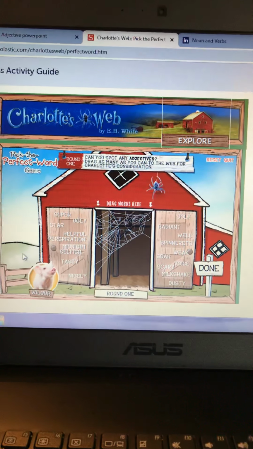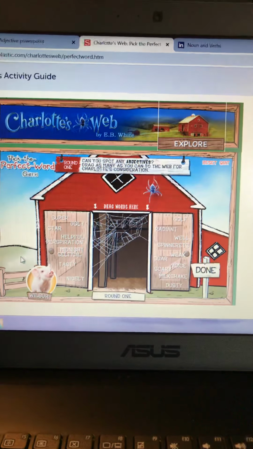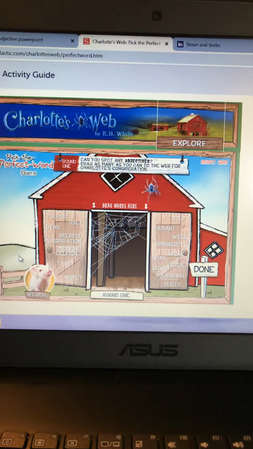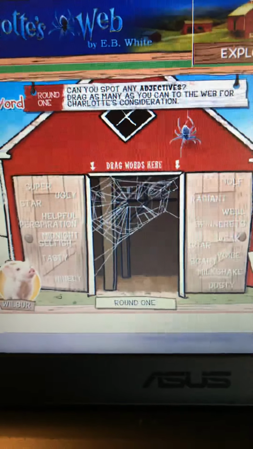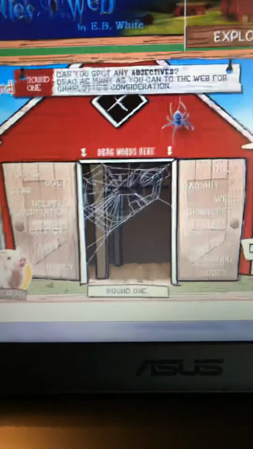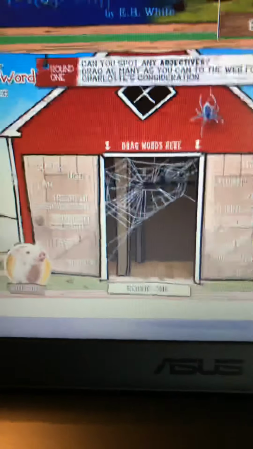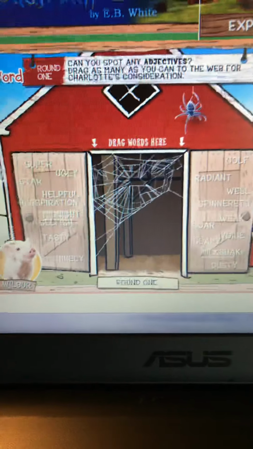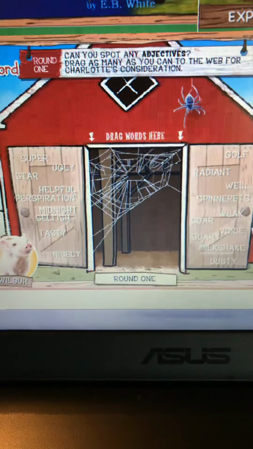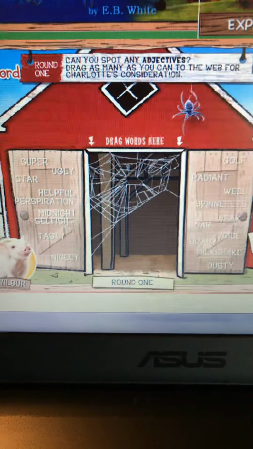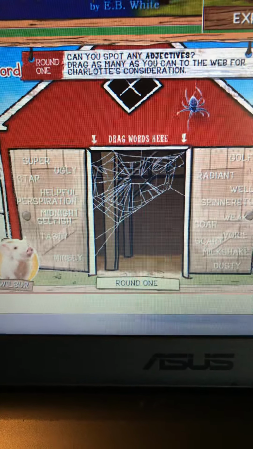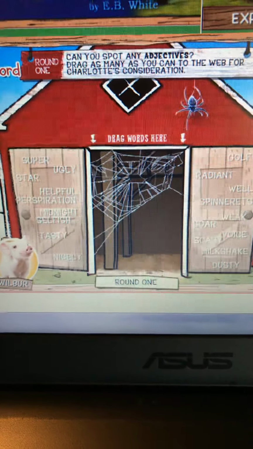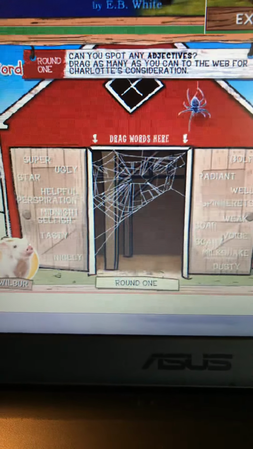It says, can you spot any adjectives? It gives you the directions. Drag as many as you can to the web for Charlotte's consideration. So if you look on the barn, it gives you about 10 words that are either going to be adjectives, nouns, or verbs. And for this round, they want you to pick the words that are adjectives. So for example, we're going to be looking for words that would describe, I would think, Wilbur.